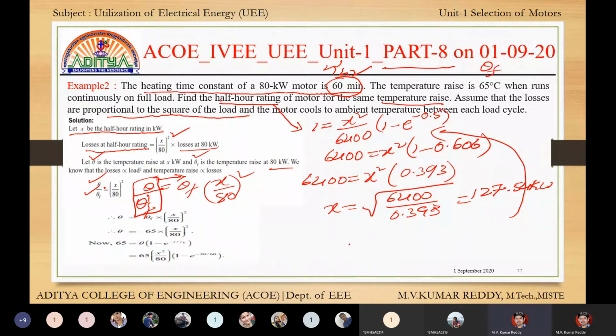Now x is the half hour rating. The half hour rating of the motor is x equal to 127.54 kilowatts.